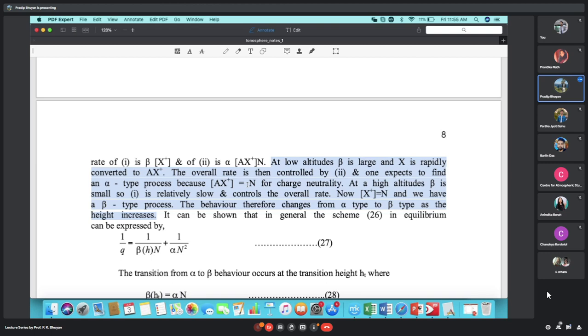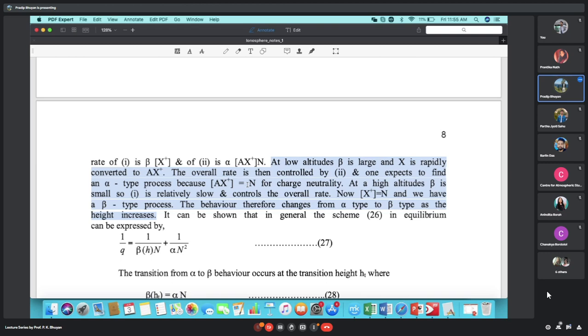Let us see what equation 1 is. This one. X plus A2 gives AX plus A. Why is it slow? Because A2, the number of neutral molecules, is less at higher altitudes. So the reaction itself will take more time. That means for this ion to reach one molecule will take time, and therefore the process will be slow. And this recombination AX plus E, then equation 2 does not take place there. So X plus is equal to n, and we have a beta type process.